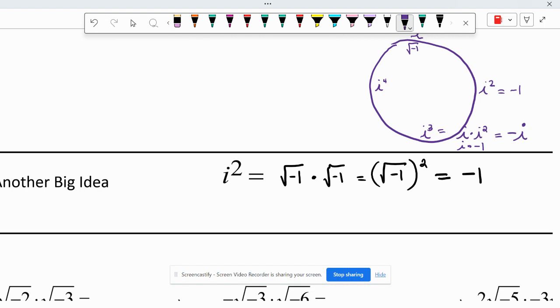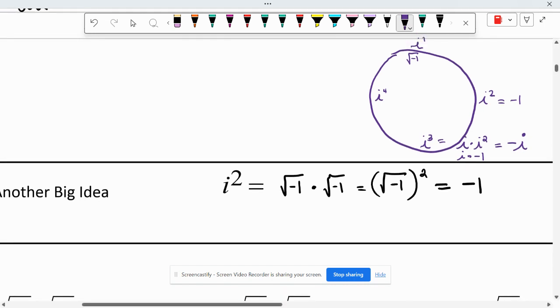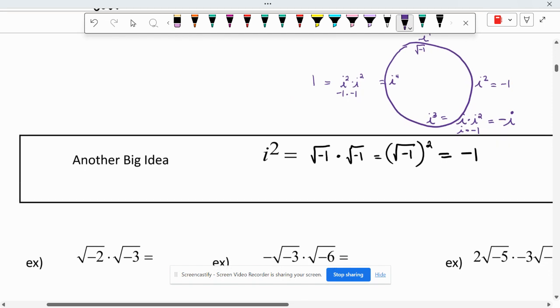I'm going to draw this up nice and big and laminate them for you guys. And then this last one, i to the fourth, well, that's i squared times i squared. But i squared is -1 times -1, which equals +1. A negative times a negative is a positive. Okay, so we kind of drew that circle because you guys were struggling understanding the video.